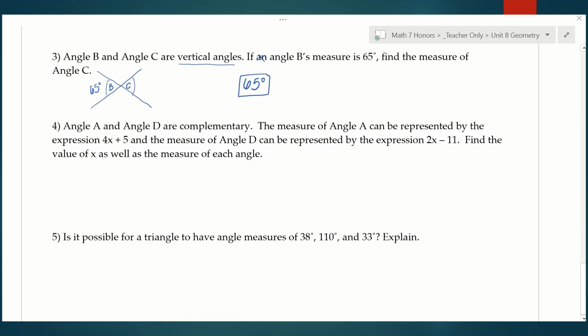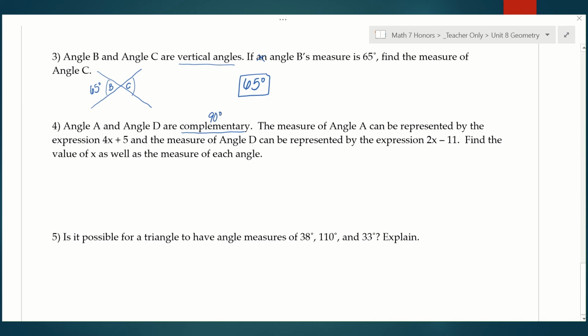Okay, number 4. Angle A and angle D are complementary. The measure of angle A can be represented by the expression 4x plus 5, and the measure of angle D can be represented by the expression 2x minus 11. Find the value of x as well as the measure of each angle. Okay, so the important thing here is that we know that these two angles are complementary, which means when I add the two angles together, I will get 90 degrees.